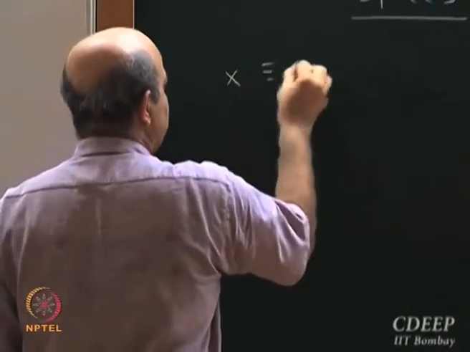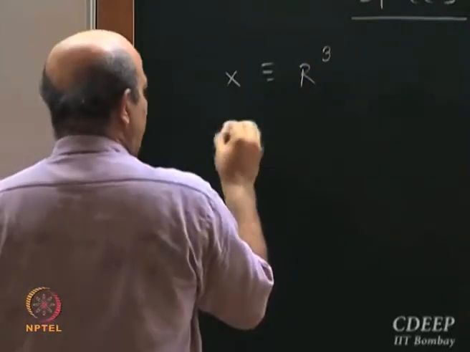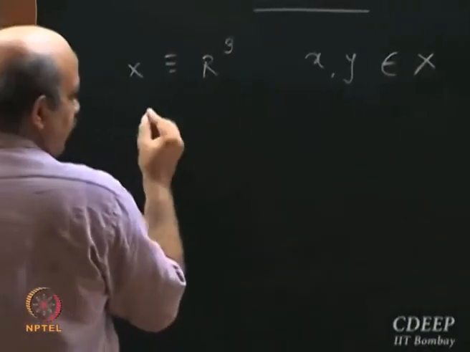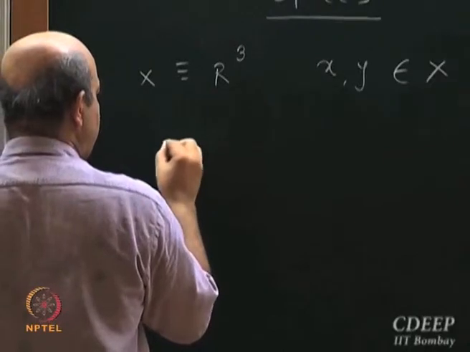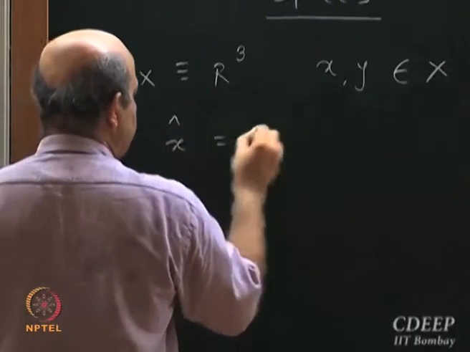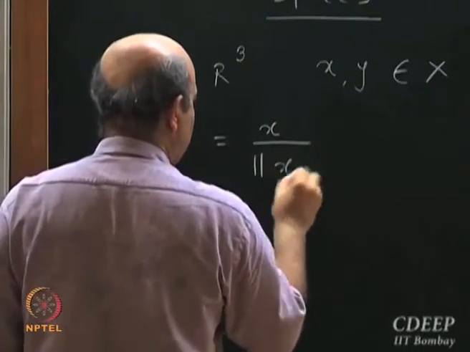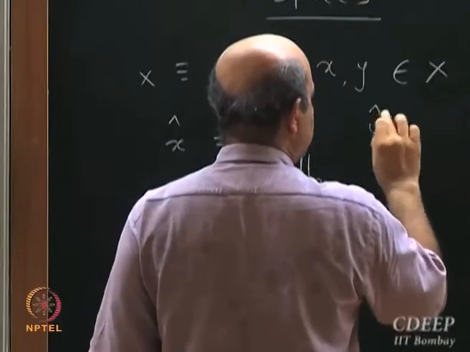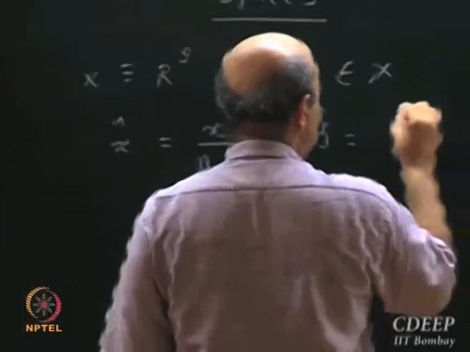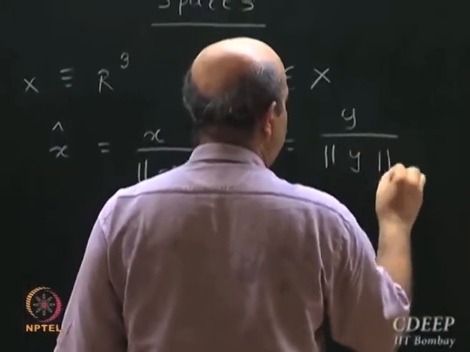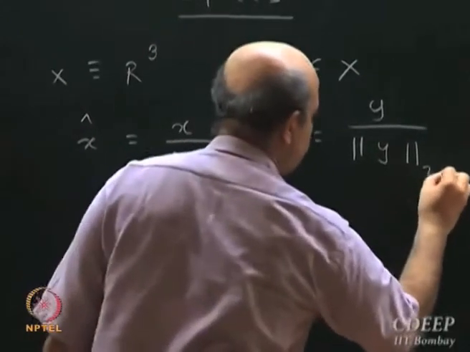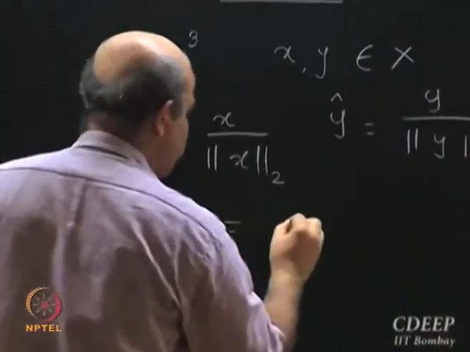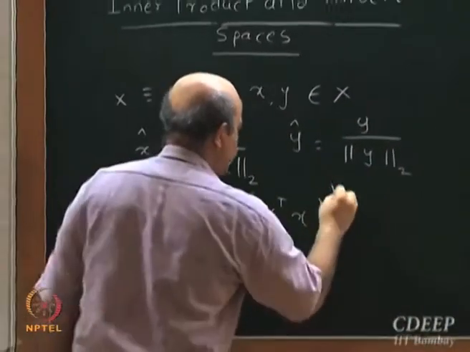If my X is nothing but R3, and I am given any two vectors x and y that belong to X, then what I do is I construct a unit vector x cap as x by 2 norm of x, and y cap, which is also a unit vector, y by 2 norm of y. So this is the 2 norm.